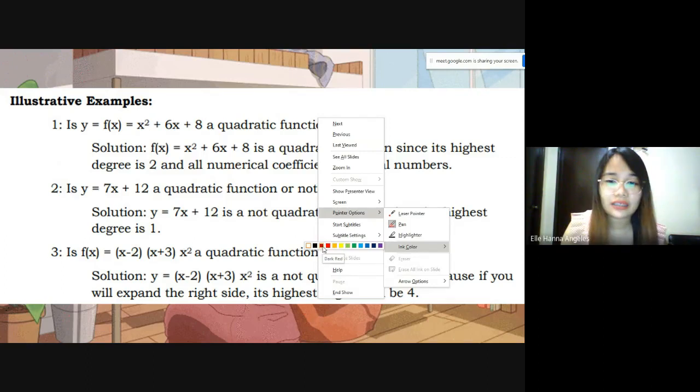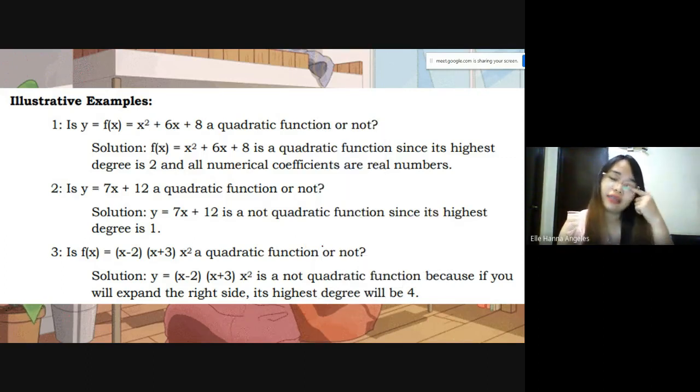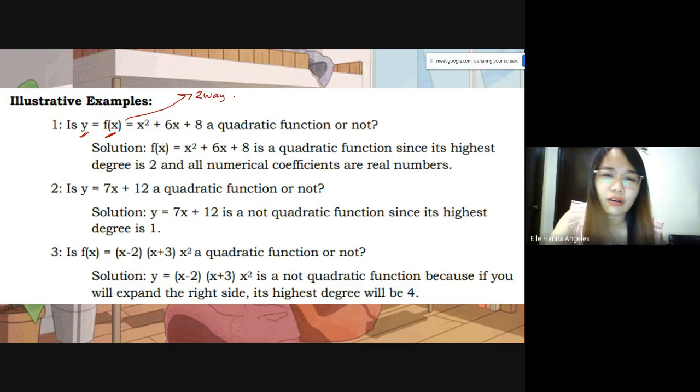At makikita natin dito kung ano ba ang itsura ng isang quadratic function. So, yung number 1 ay isang quadratic function. Makikita tayong letter Y, meron din makikita tayong f of x. Ano ibig sabihin nito? Ibig sabihin, there are two ways of writing quadratic functions.